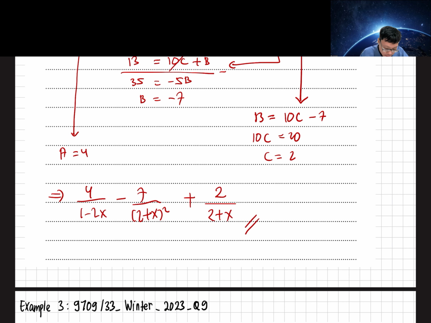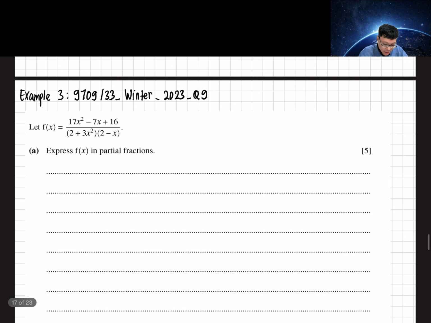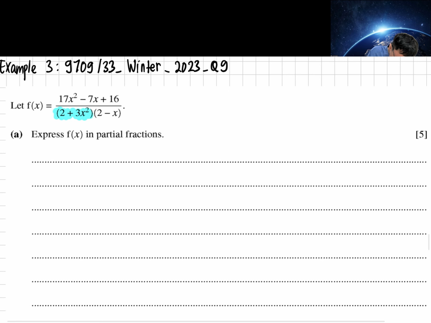Move on to the third question. We have a partial fraction again, but this one is different because as you can see here, we have a quadratic. And if you look at the quadratic, it cannot be factorized. So we cannot factorize it into two separated linear factors. So this one is a little bit different. So let's see how we do it. So let's do partial fraction.